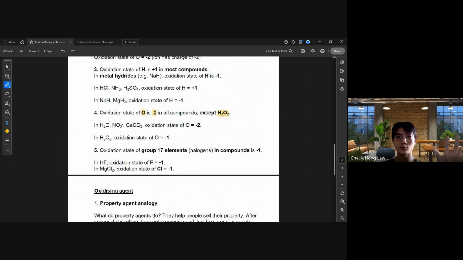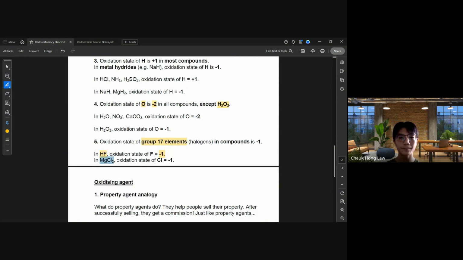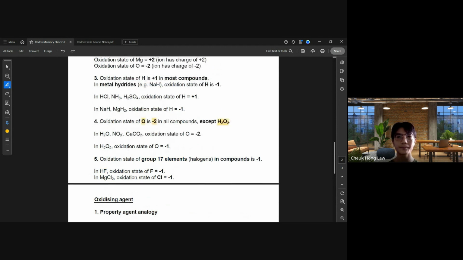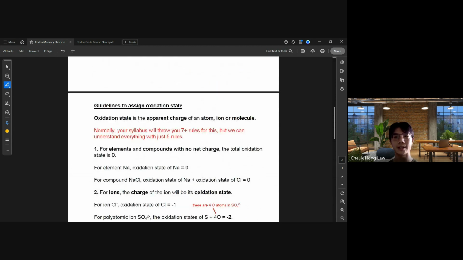And the last rule: the oxidation state of group 17 elements, also known as halogens, in compounds is -1. That means if you see a group 17 element in a compound, the oxidation state of the element is -1. For example, in HF, fluorine is a group 17 element, so the oxidation state of F is -1. In MgCl2, magnesium chloride, chlorine is group 17 and it is inside a compound, so the oxidation state of chlorine is -1. These are the 5 rules for assigning oxidation state.